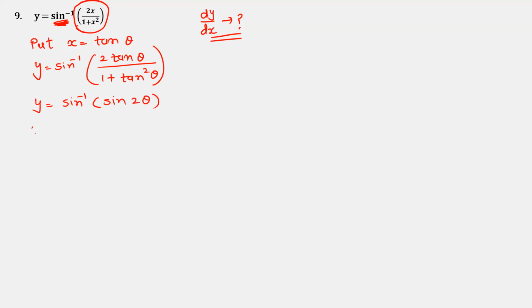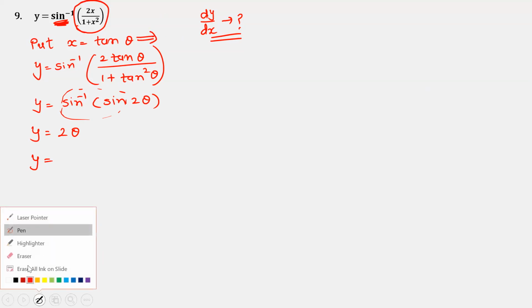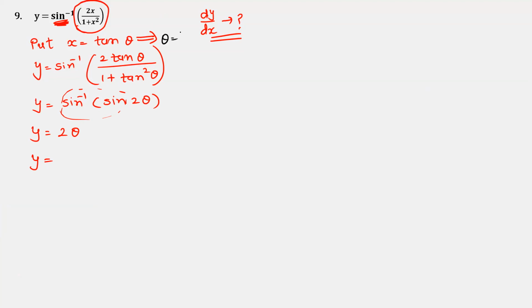And sine inverse of sine 2 theta, I know that sine goes. Actually, we should not say cancelled out, but just to switch to that easy part. And you can take 2 theta as the answer. So 2 theta, let us put the value of theta. On top only we should write what is the value of theta. x is equal to tan theta, so theta is equal to tan inverse of x. Simple. So 2 theta, theta is your tan inverse x.